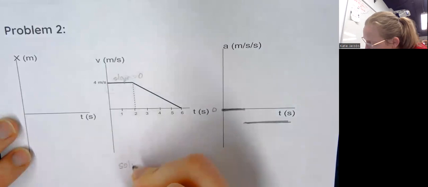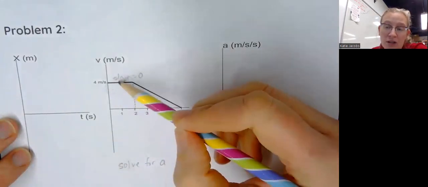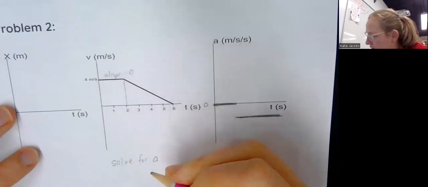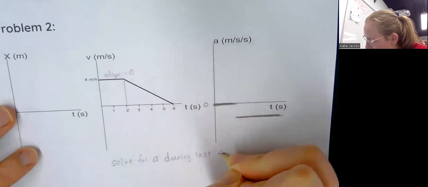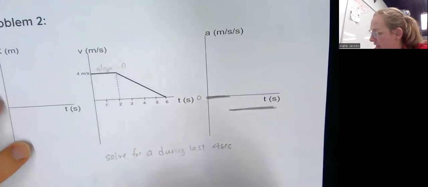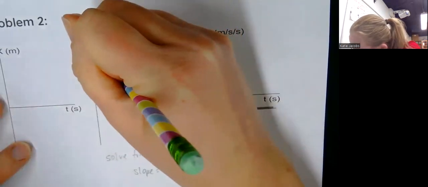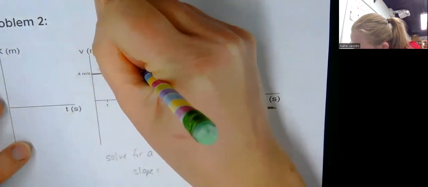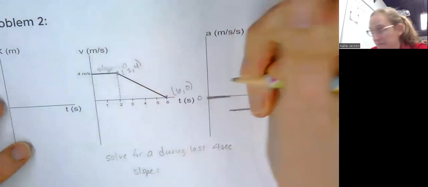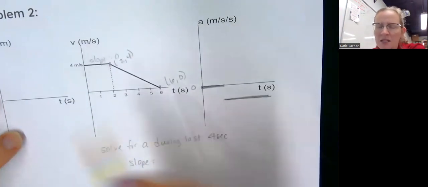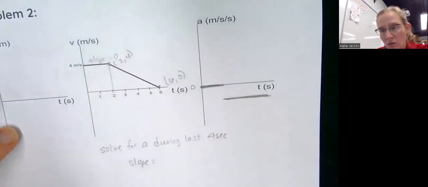If I were to solve for acceleration, I wouldn't usually be solving for the first 2 seconds because I already know it's 0. I would be solving for acceleration during the last 4 seconds of motion. And again, that's going to be finding the slope. This coordinate point is (2, 4). This coordinate point is (6, 0). Sometimes I see people make mistakes just by not having the correct coordinate points. So don't rush through that.